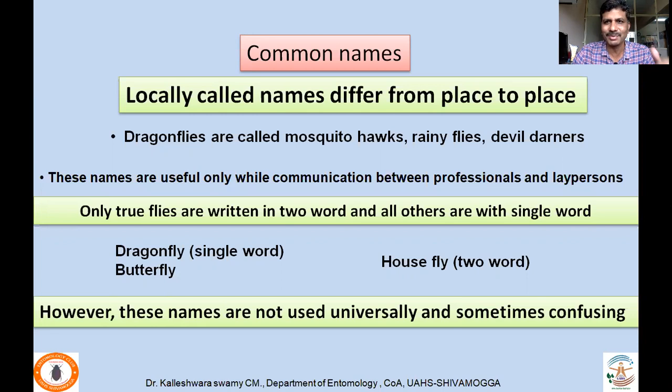So say for example, take a few examples. Dragonflies are called mosquito hawks, rainy flies, devil dormers. You can call them by any name, but the problem is universality. People will not understand if you use local names.